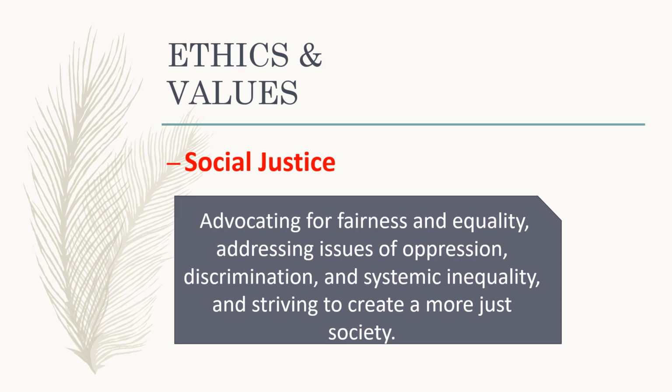And tackling systemic inequality is the third point. So what is tackling systemic inequality? Working to correct broad social and economic inequalities that affect disadvantaged communities. And the last point is striving to create a more just society. So what is that? Aiming to create a society where everyone has equal access to resources and opportunities, and where human rights are upheld for all. So these are the basic concepts in the social justice value.